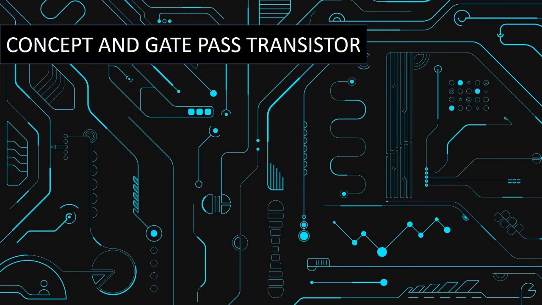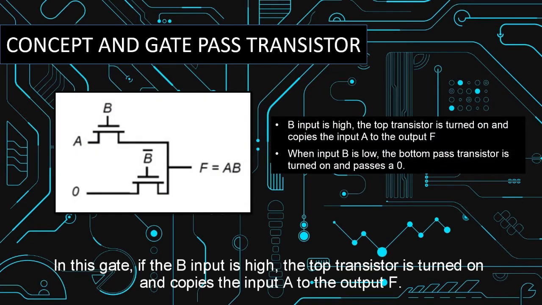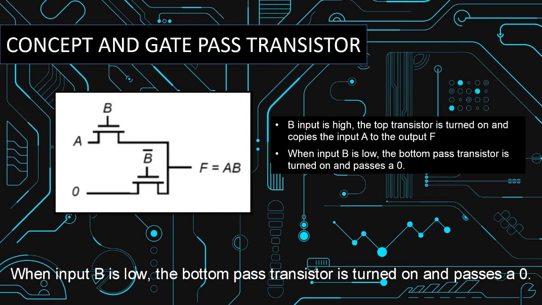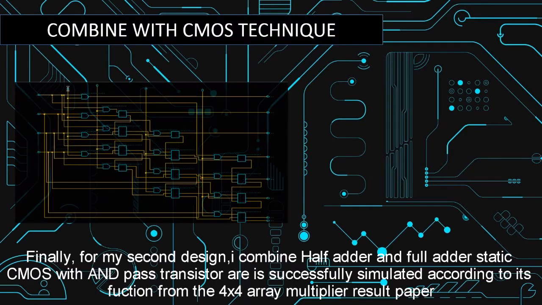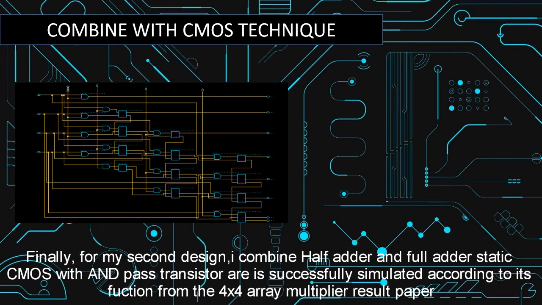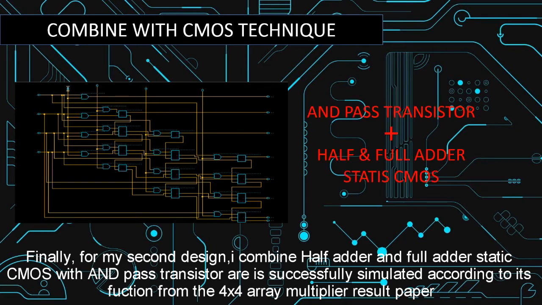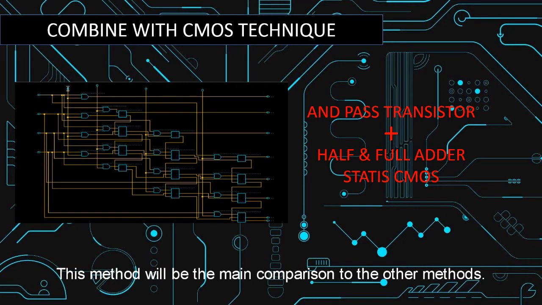Concept AND gate pass transistor. In this gate, if the B input is high, the top transistor is turned on and copies the input A to the output F. When input B is low, the bottom pass transistor is turned on and pass a 0. Combined with CMOS technique. Finally, for my second design, I combine half adder and full adder, static CMOS with AND gate pass transistor are successfully simulated according to its function from the 4x4 array multiplier result paper. This method will be the main comparison to the other method.